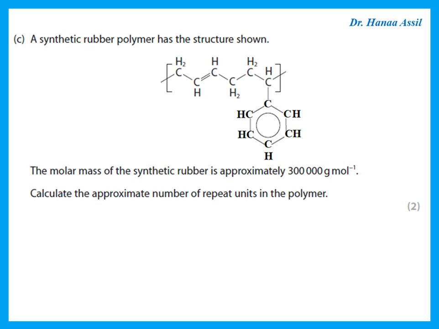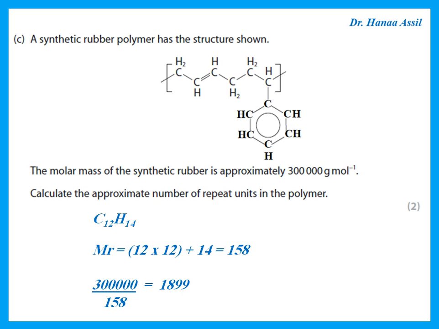You count the number of carbons and the number of hydrogens, it comes out to be C12H14, and that means that the MR of each repeat unit is 158. But he says that the whole polymer has an MR of 300,000. So divide that by the 158. This gives me the number of repeat units in the polymer.